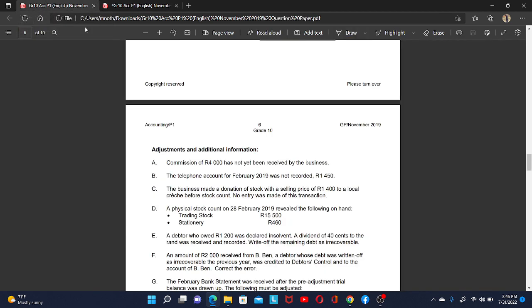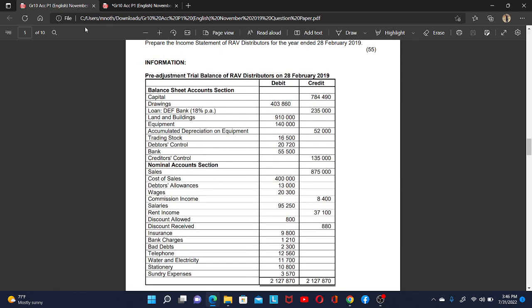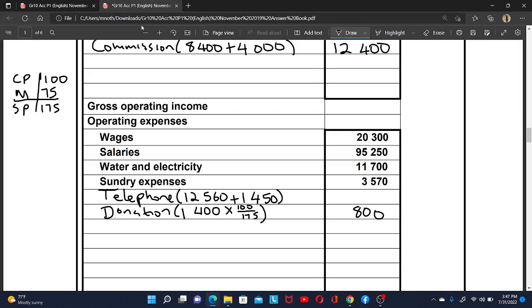Remember I said to a local crash before stock count. So let's check our trading stock before stock count, which is 16,500. And now we are told that stock was donated before stock count. If they are donating stock, it means your trading stock is decreasing. So 16,500 becomes 15,700. And then let's continue.